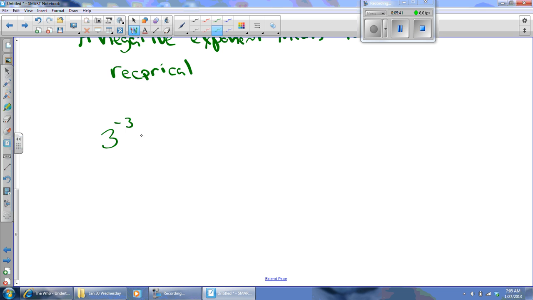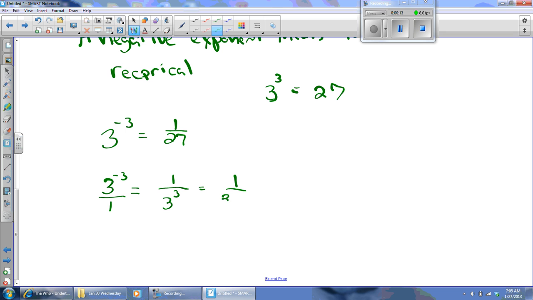Well, I know 3 to the third power is 27. 3 to the negative third, 1 over 27. Another way to think about it, you have a 3 to the negative third, let's put it over 1. That's the same as 1 over 3 to the positive third. 1 over 3 times 3 times 3, 1 over 27.